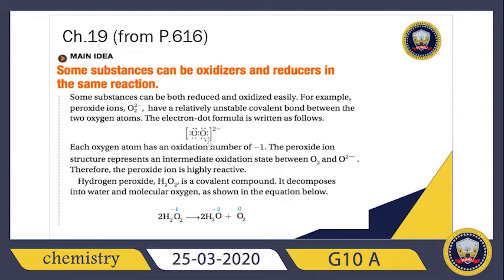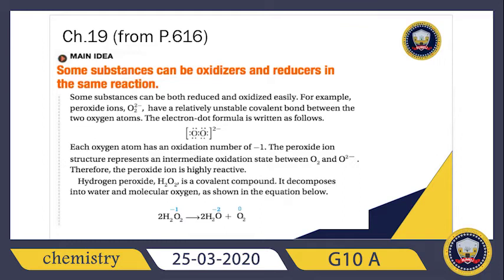Another exception is if the oxygen is with fluorine. Fluorine is a stronger electronegative atom. Actually, it is the strongest. So the oxidation number for the oxygen will be different. In this case, the oxidation number is -1. The peroxide ion structure represents an intermediate oxidation state between O2 and O2 minus. Therefore, the peroxide ion is highly reactive. Now hydrogen peroxide is a covalent compound. It decomposes into water and molecular oxygen as shown in this equation below.